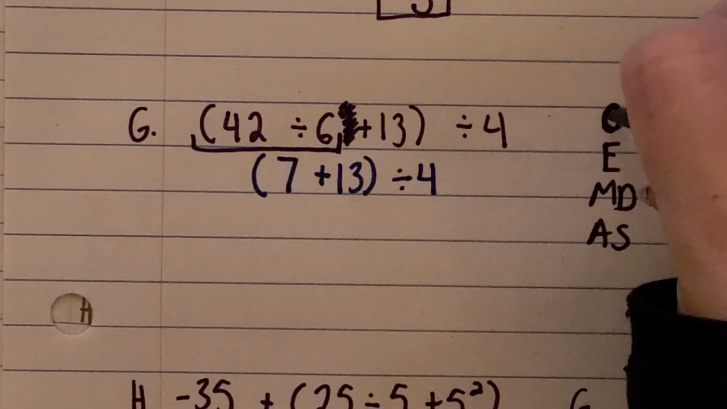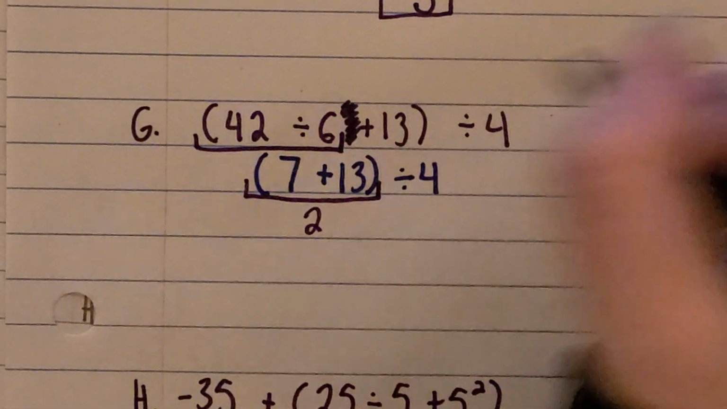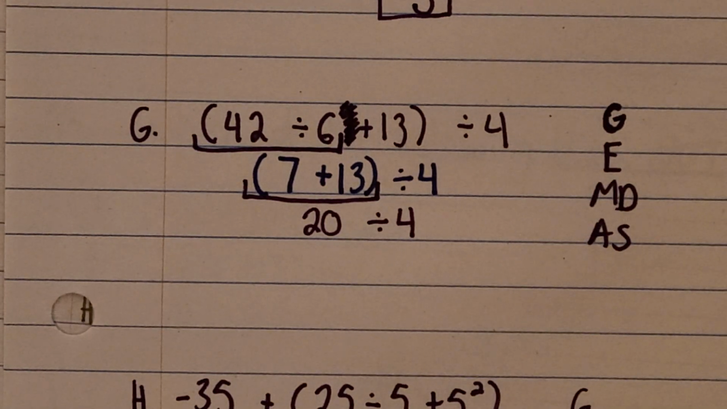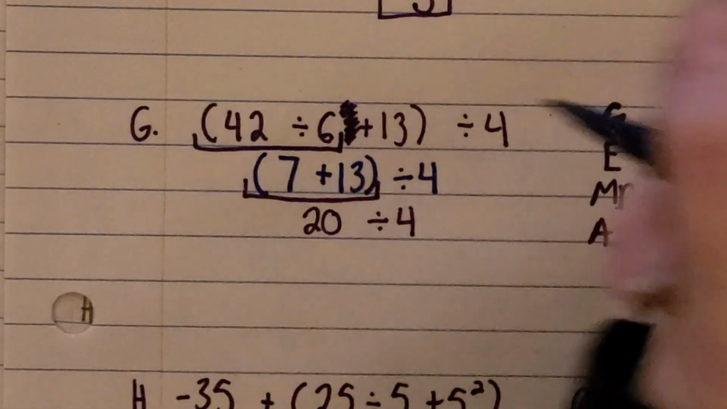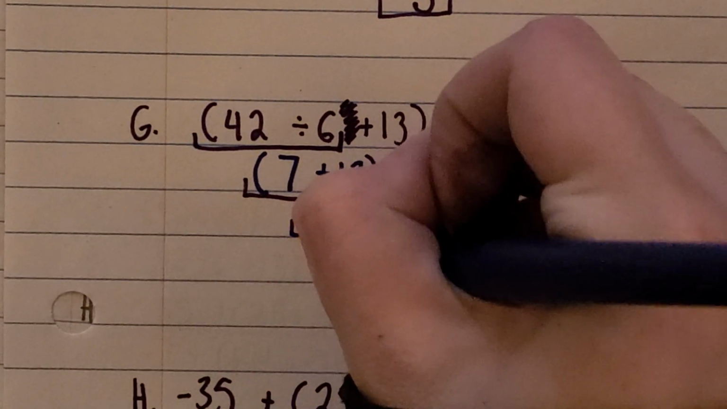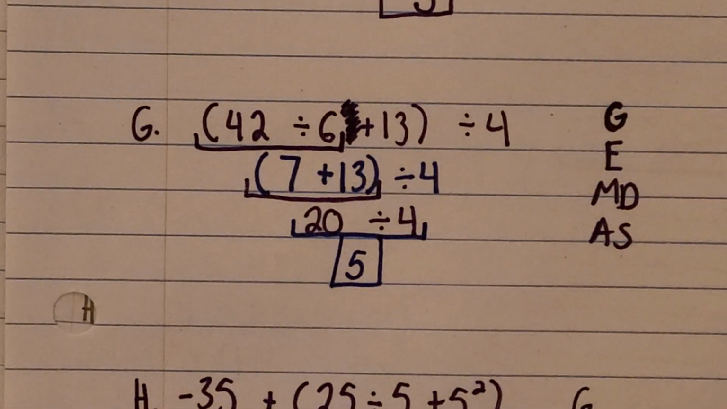Okay, next, I still have a group, so I'm going to finish solving it. 7 plus 13 gives me 20, and rewrite everything else. So now I just have 20 divided by 4, okay? 20 divided by 4 is positive 5. There are no negatives in sight here.